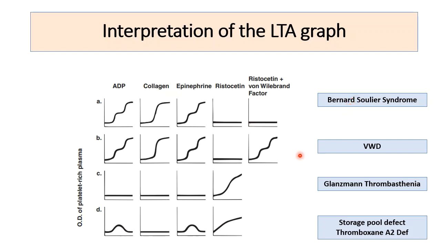If with ADP, collagen, and epinephrine there is no aggregation, then the cause is Glanzmann's thrombasthenia because there is a defect in GP2B3A itself. So there will not be any aggregation even though the agonist is being added. If the primary wave is formed but the secondary wave is not formed, then you consider storage pool defect or thromboxane A2 deficiency. In both of these conditions, when collagen is added, there will not be any primary or secondary wave.